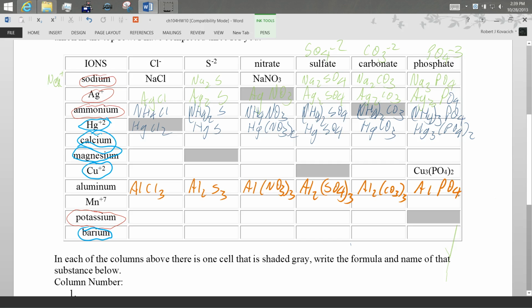And then the manganese one is just kind of funny. It's MnCl7, then Mn2S7, and then Mn(NO3)7, and then Mn2(SO4)7, and then Mn2(CO3)7, and then Mn3(PO4)7.